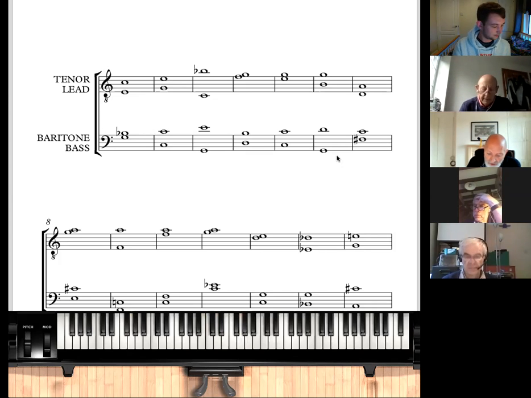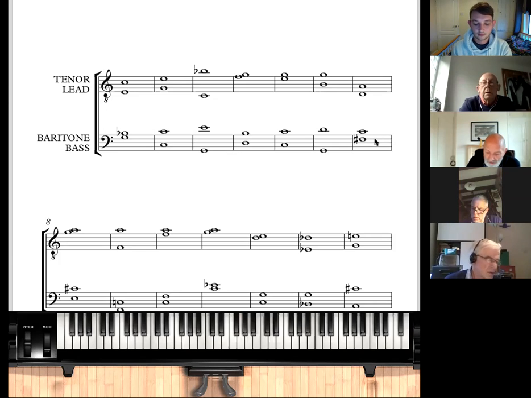Hang on a minute. There it is, G triad. Next one. F sharp, C, D. F sharp. F sharp, C, D, A. A, B, C. D.